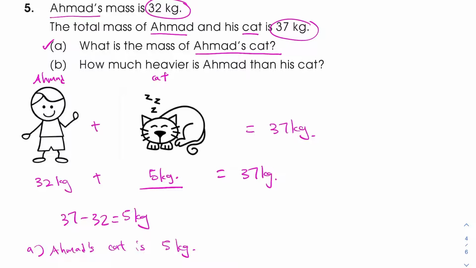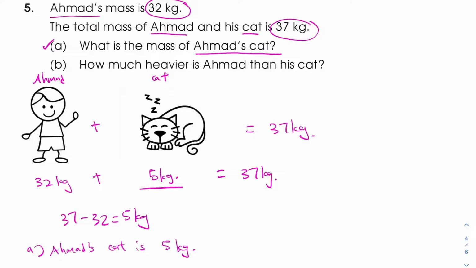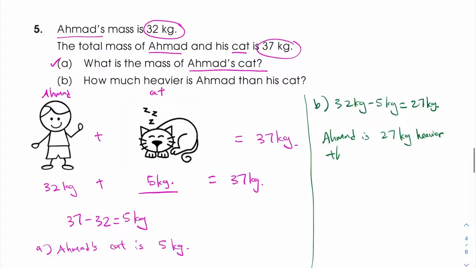Okay, I'm going to B now, and I'm going to use a different color for this. I'm going to draw a line just to show me that it's two different parts here. So for B, how much heavier is Ahmad than his cat? Ahmad is 32 kilograms, the cat is lighter. What's the difference in weight? So 32 kilograms minus 5 kilograms will give me 27 kilograms. So Ahmad is 27 kilograms heavier than his cat.